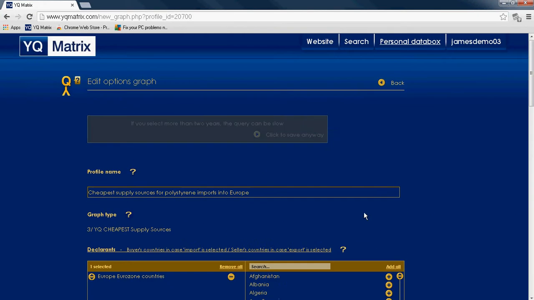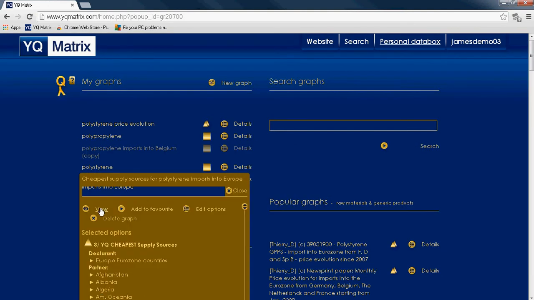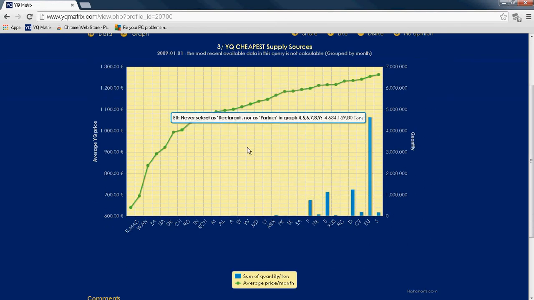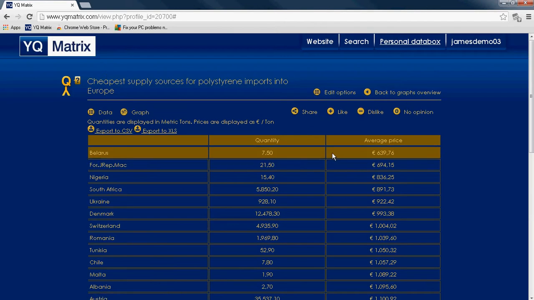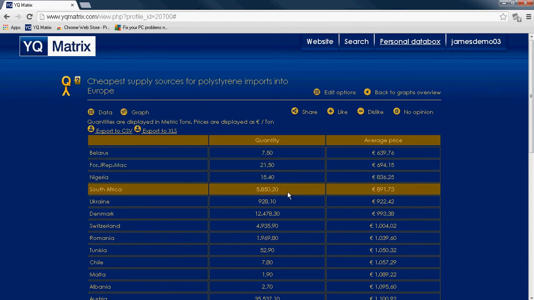save option graph, Argentina will not appear anymore in your overview, so you can clean up your graph in such a way that finally you end up having only the countries which have reasonable volumes. You can of course see the volumes actually here, so Belarus you can eliminate, Nigeria you can eliminate, South Africa, by the way, 5,800 tons of polystyrene, and Denmark 12,000.